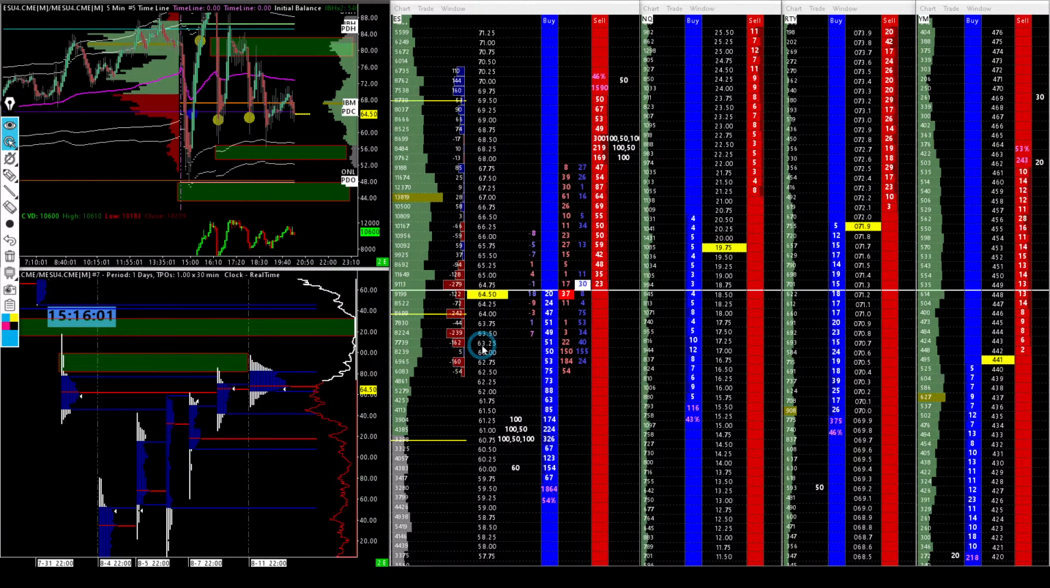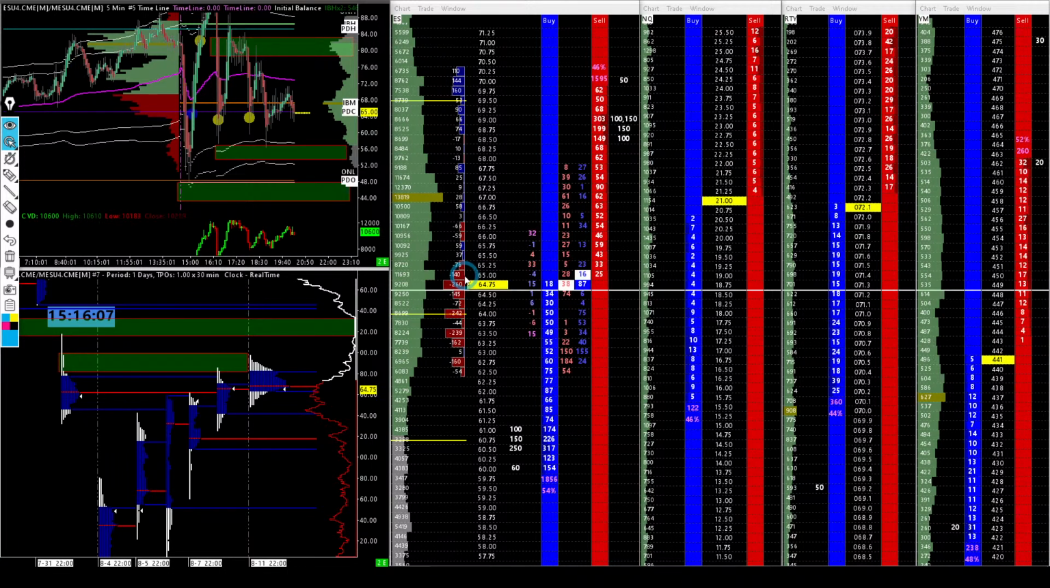It's kind of like watching paint dry at the minute. A good amount of selling has come in here.